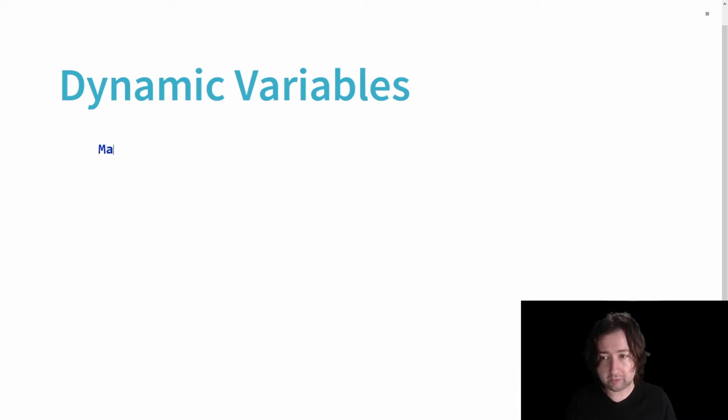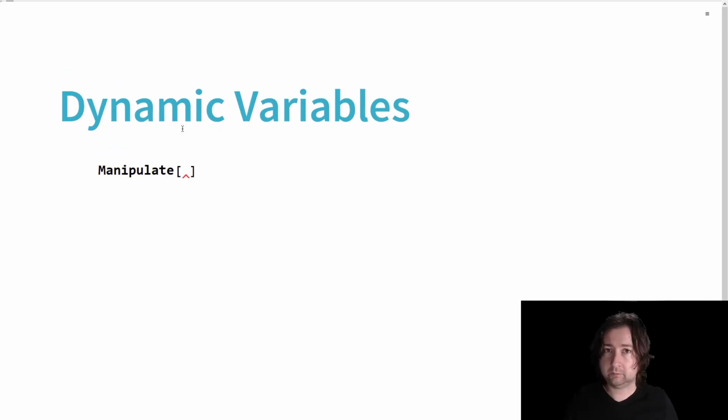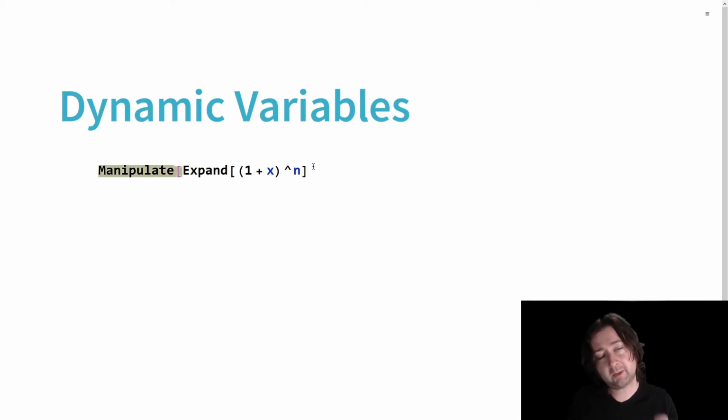So what we're going to do is set up what's called the Manipulate command. Now I need to tell Manipulate what it is that I'm interested in manipulating. What expression do I want to compute that I want to change as a dynamic variable changes? You can put pretty much anything inside a Manipulate environment, which is kind of awesome. So let's suppose that we expand the expression 1 plus x, and let's raise it to the nth power. That expansion right now doesn't do anything because the n isn't defined and the x isn't defined.